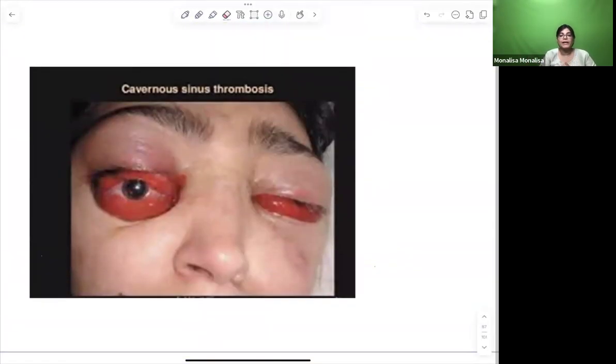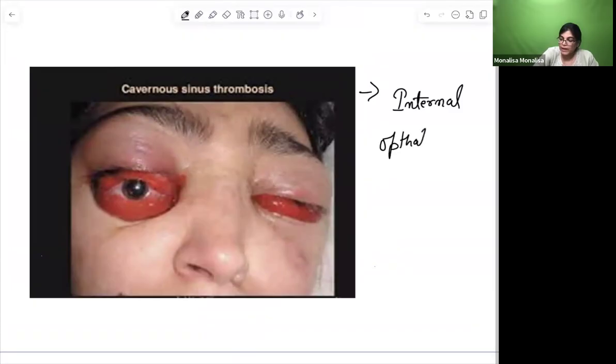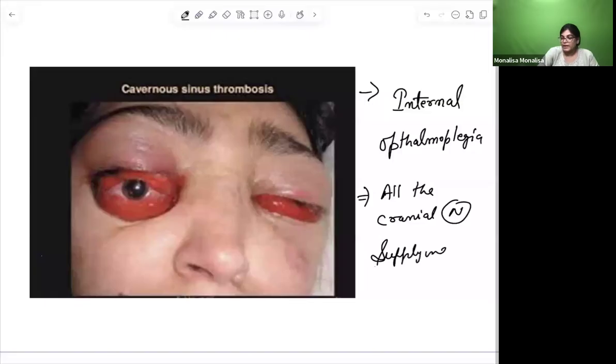And what will happen if the cavernous sinus is infected? It will lead to cavernous sinus thrombosis, and this will cause internal ophthalmoplegia. As I have shown you, all the cranial nerves supplying the extraocular muscles are paralyzed. Okay.